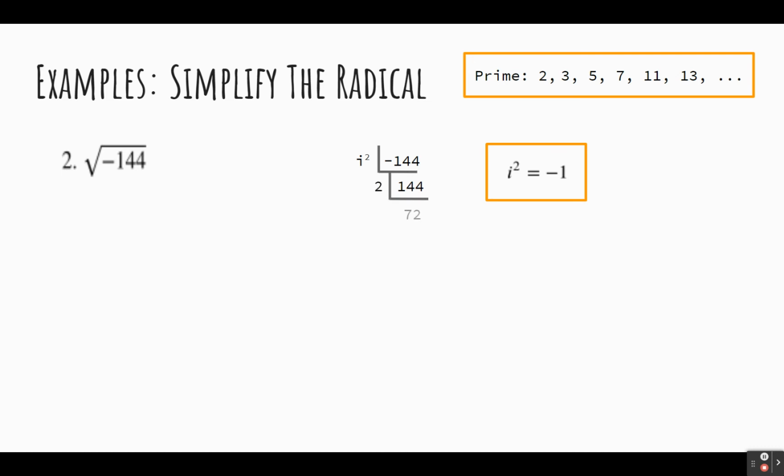2 goes into 144, gives us 72. 2 goes into 72, gives us 36. 2 goes into 36, gives us 18. Another 2 goes into 18, and we get a 9. We actually cannot divide by 2 anymore because it's not even, so we'll have to pick a different prime. We divide by 3, we get 3, and divide by 3, we get a 1. So looking for our pairs, we have a pair of i's, because i squared, that is a pair of i's. We have 2 pairs of 2's and a pair of 3's.